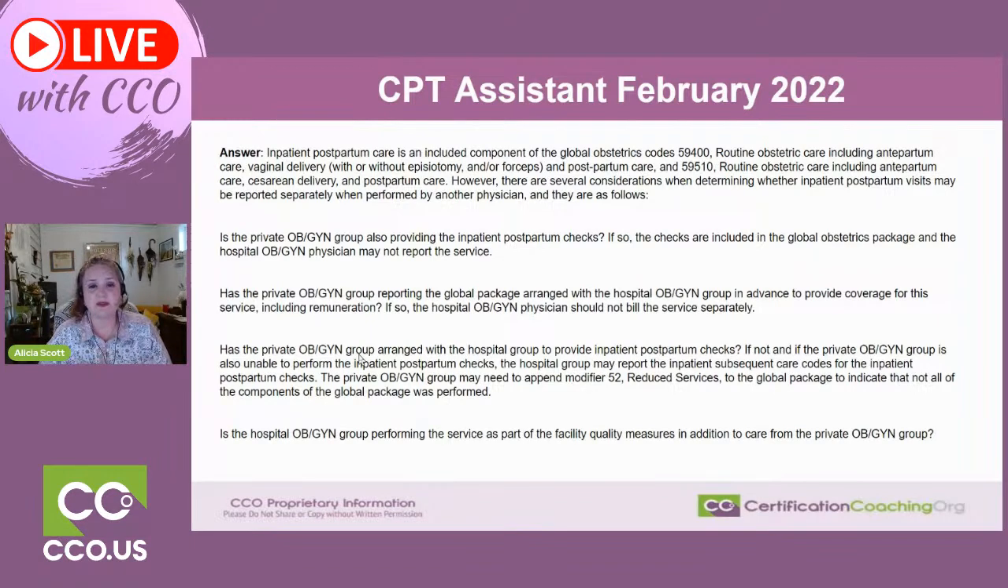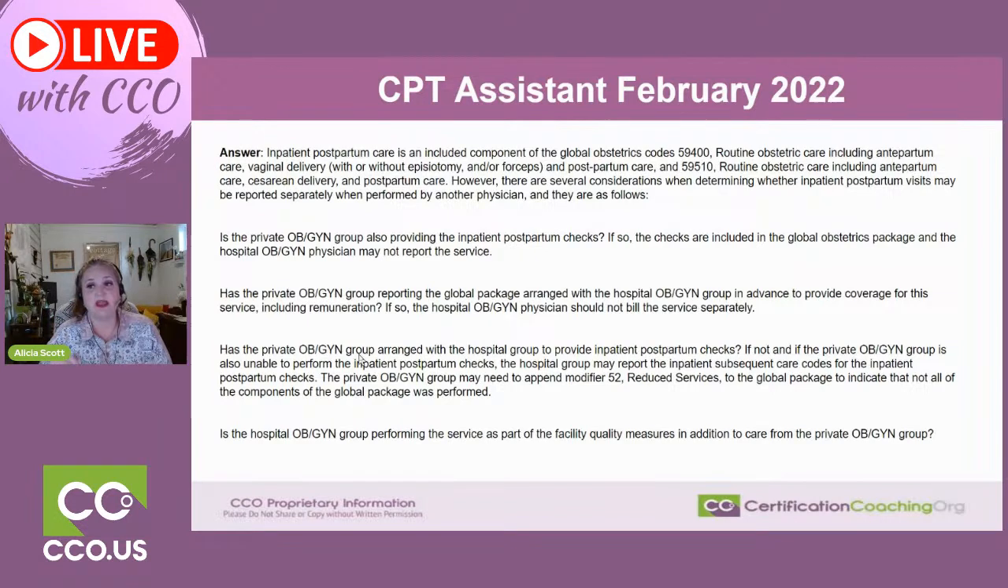Or has the private OBGYN group reporting the global package arranged with the hospital OB group in advance to provide coverage for this service, including remuneration? So if that happens, then the hospital doc should not bill the services separately, meaning they've worked out a deal because this happens often, and they will be reimbursed by the private group. And so they aren't going to bill the insurance company.